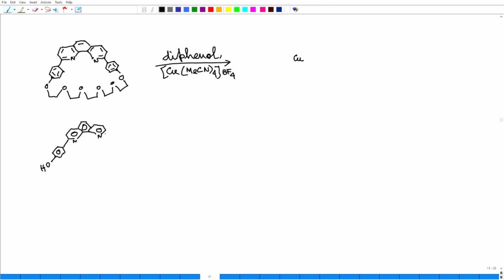This diphenol. Actually, I should be writing the double bond like this, but this is also okay. So this is my diphenol. I use this diphenol and the macrocycle along with copper MeCN. So, you get, now I am going to make a cartoon.